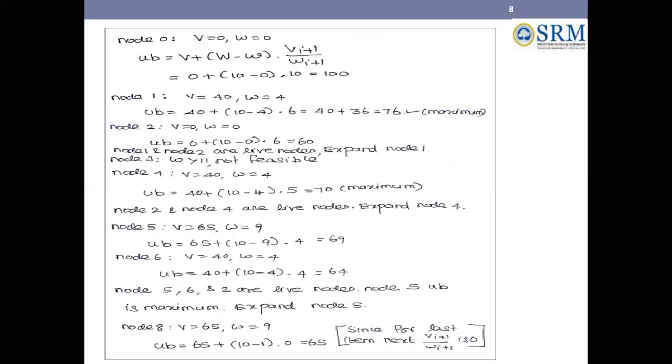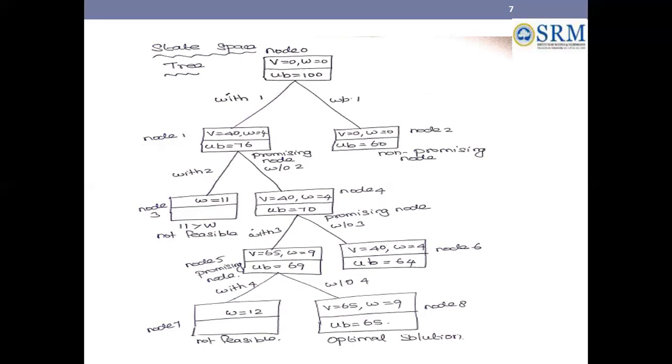V equal to 0, W equal to 0. And then capital W minus small w. Capital W is 10. 10 minus 0 into next item ratio is 10. So 10 into 10, 100. So the upper bound is 100 for the root node. And we have constructed the tree.